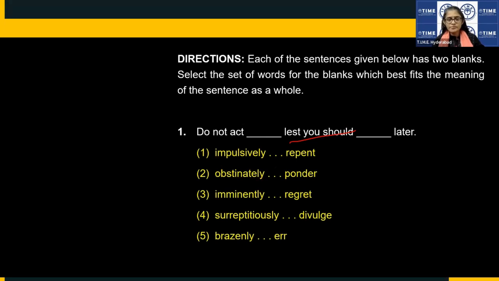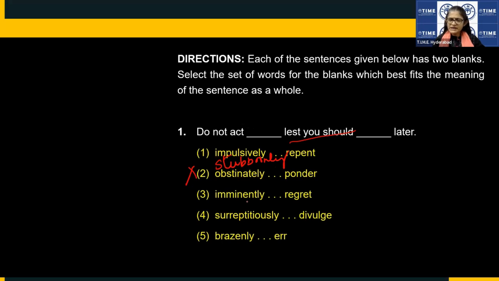Do not act obstinately. Obstinately means stubbornly. Lest you should ponder later. Ponder is to think over something. That does not make sense. If you are stubborn, you will have to think about it later. Does not make sense, right?